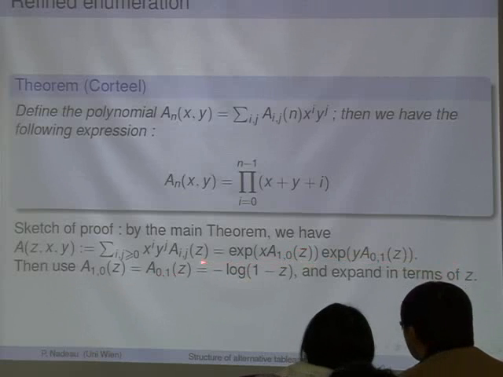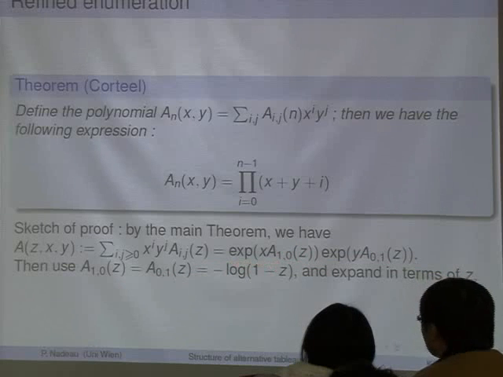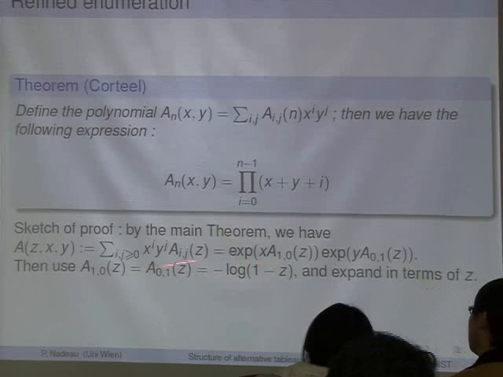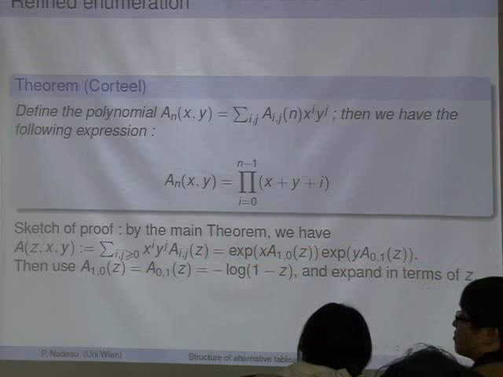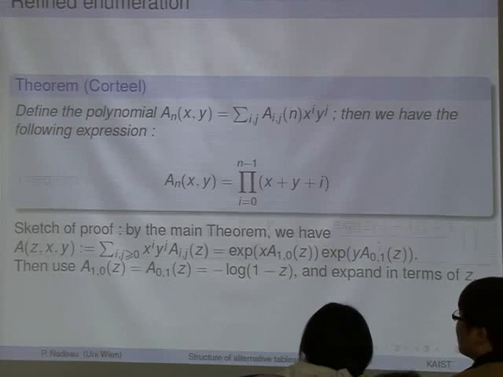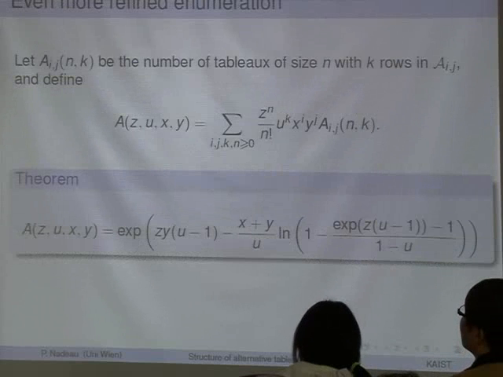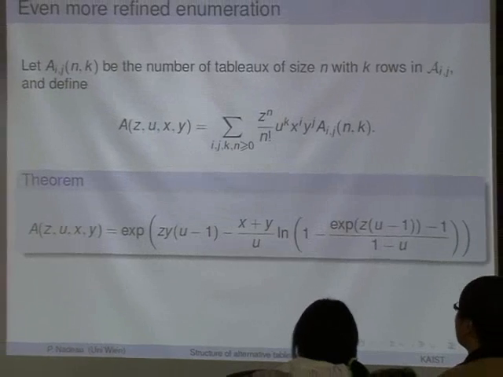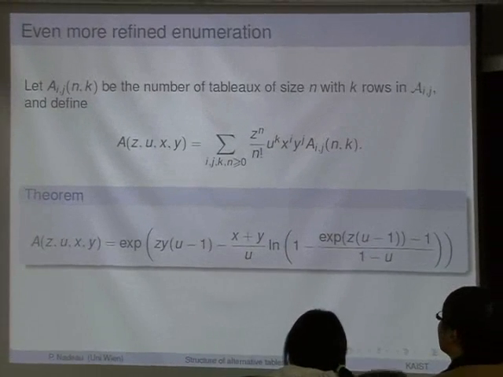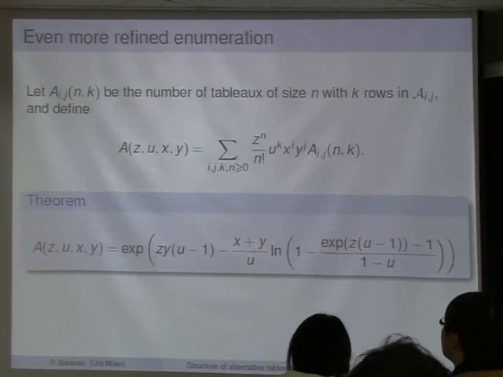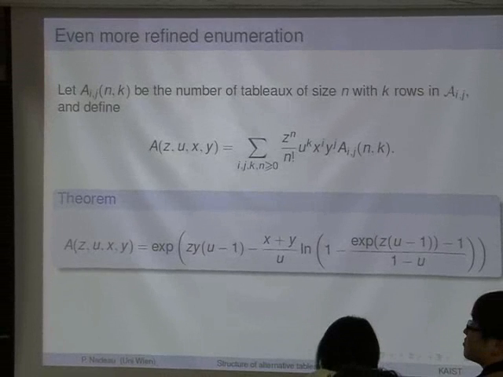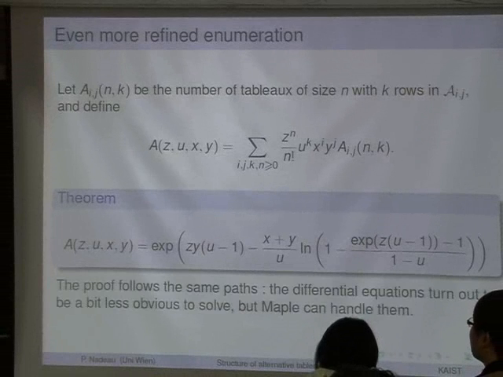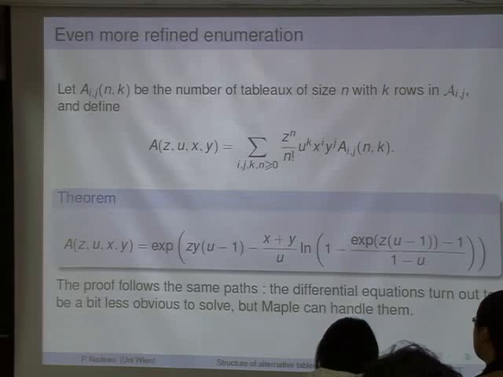If you do the calculation, this will give you exponential of minus x plus y log of 1 minus z. If you put all of this together, you can expand. It gives you a power series, and you really obtain this easily. You can do even more complicated things. Add also the number of rows, so not only the number of free rows, but the total number of rows, and you obtain a much more complicated expression like this. But the idea is really exactly the same. You have some differential equations that you solve, and then you use the main theorems.